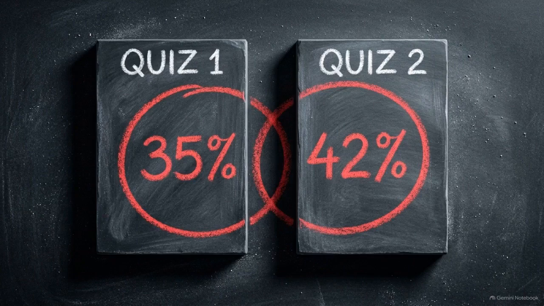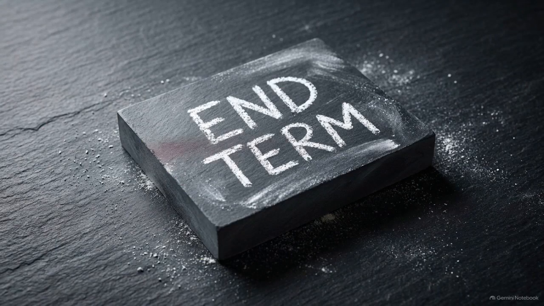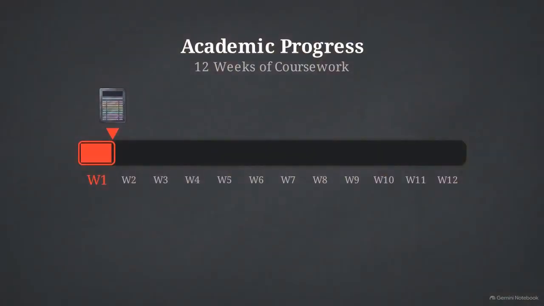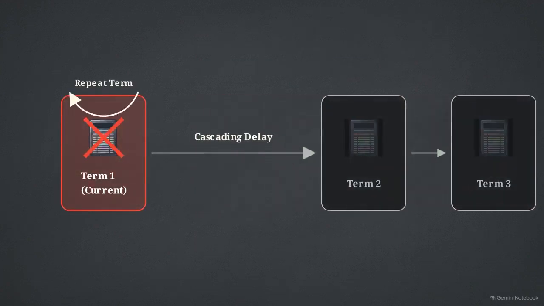If your scores for Quiz 1 and Quiz 2 are below the passing threshold, your current trajectory leads to a term repeat. The end term exam is your final opportunity to avoid failing the subject and being forced to start the entire course over from week 1.